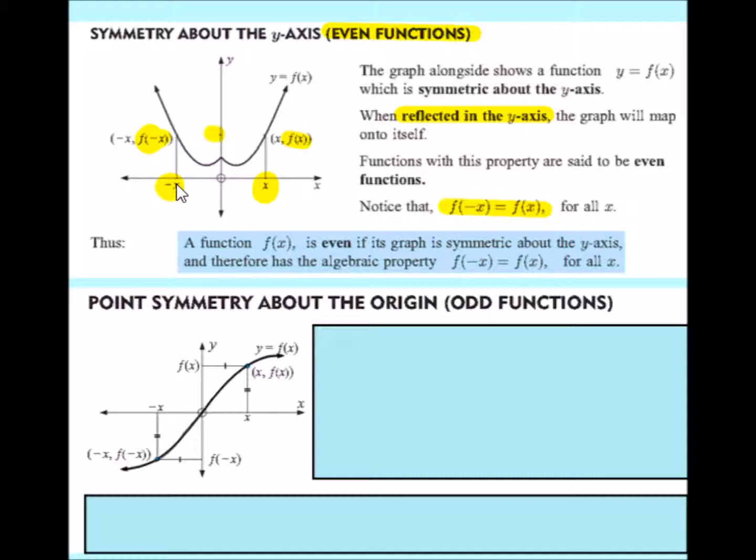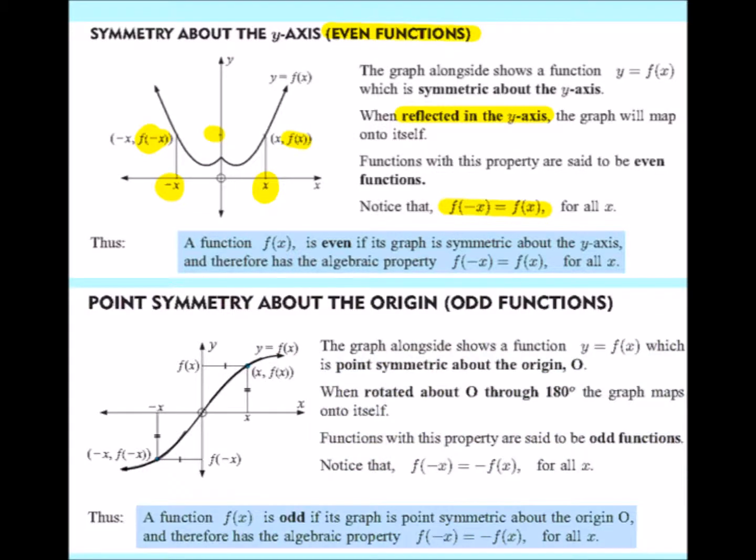Now for our odd functions, you can see it's not reflected in the y-axis, but in fact it has been rotated about the origin. So if I can carefully trace this function here, then we can see that if we were to spin that about the origin, then the curve actually falls back on itself. So it has rotational symmetry about the origin. So for our odd function, we can see that it's been rotated about the origin through 180 degrees.